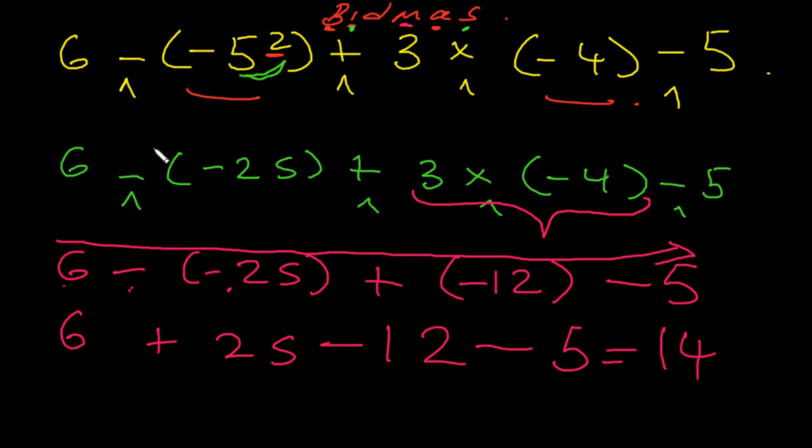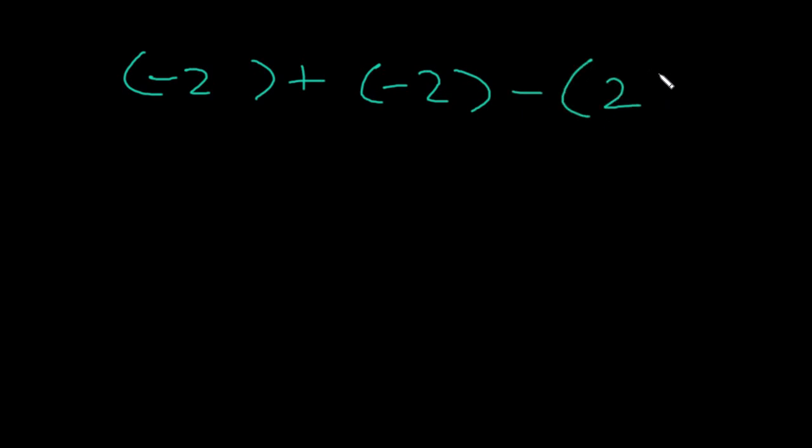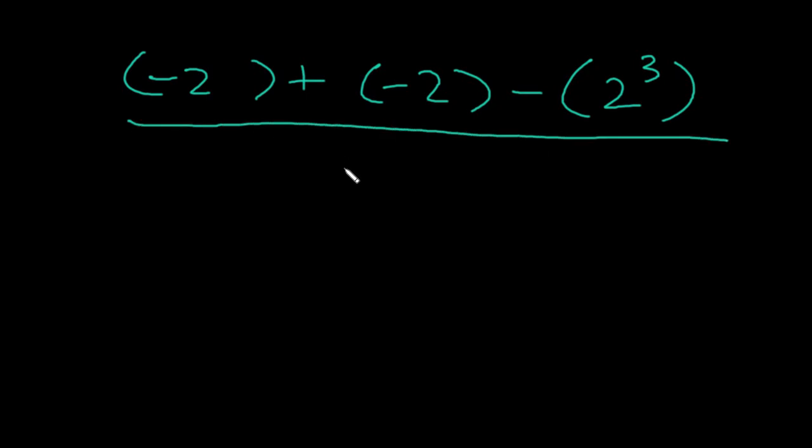Alright, so let's take another example, and this time we're going to look at dividing negative numbers. So let's take minus 2 plus minus 2 minus 2 to the 3. And we're going to have that divided by minus 2 times 4.